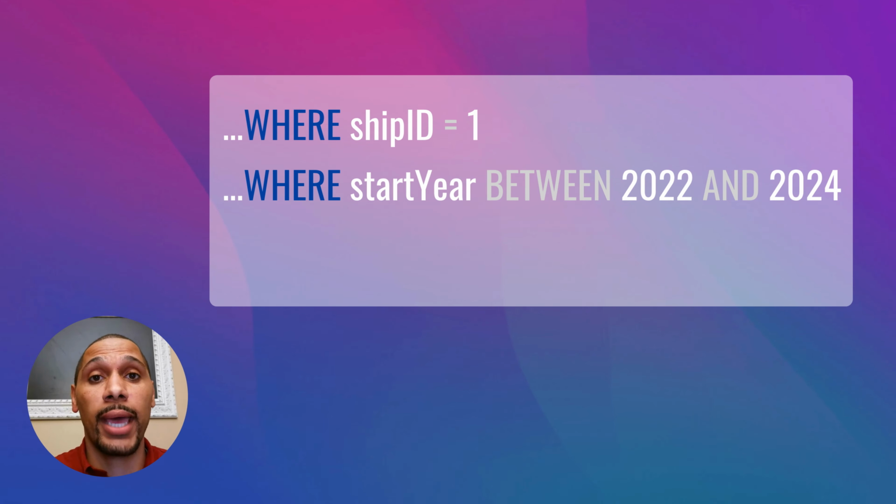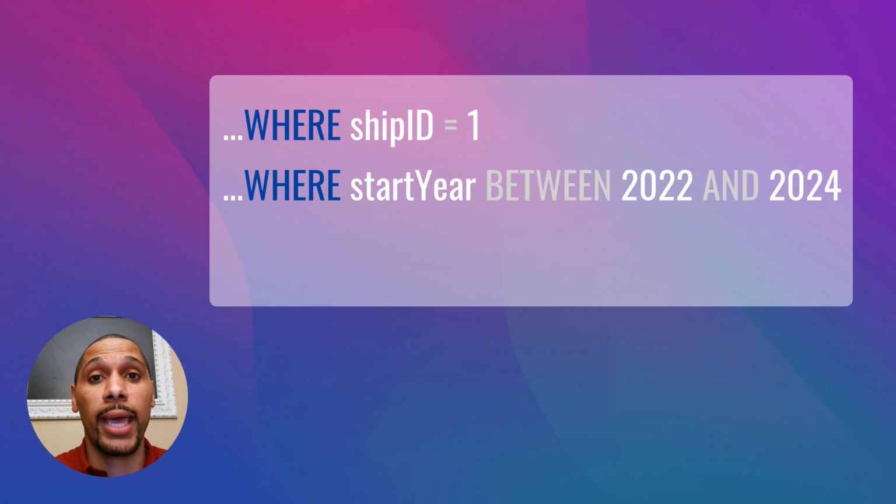Now, it's also important to know that we can have multiple conditions in a where clause by using and or, like this. But we can get into that and more as we practice some of our own where clauses.